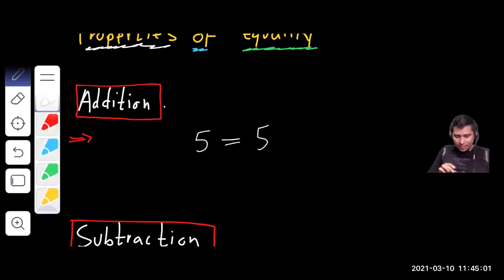Is that true? Yes, mister. They're equal, right? Yeah, mister. Okay, excellent. Now what is the addition property?